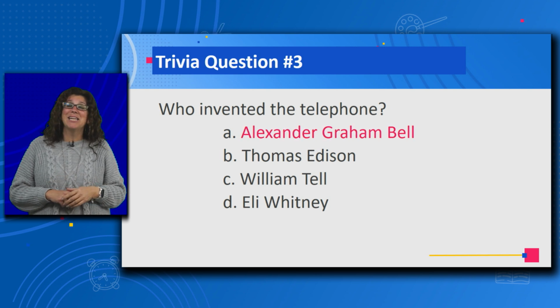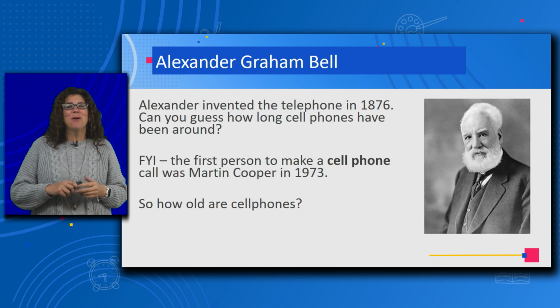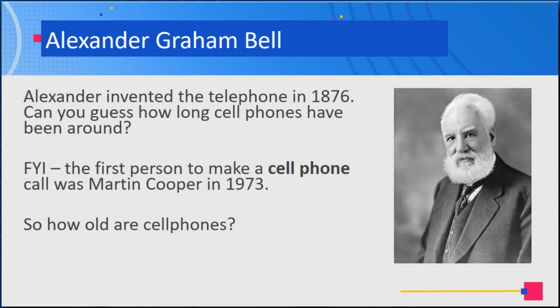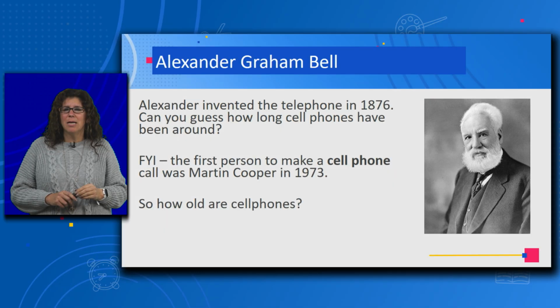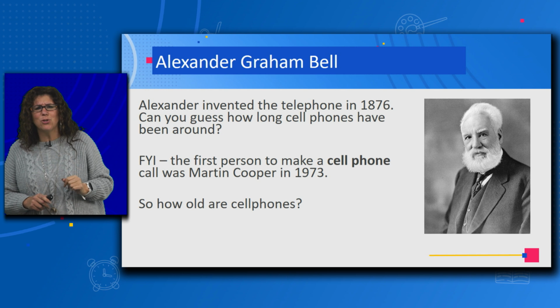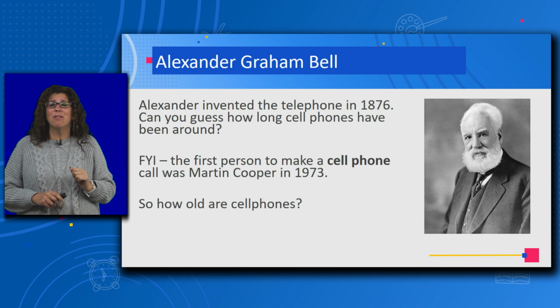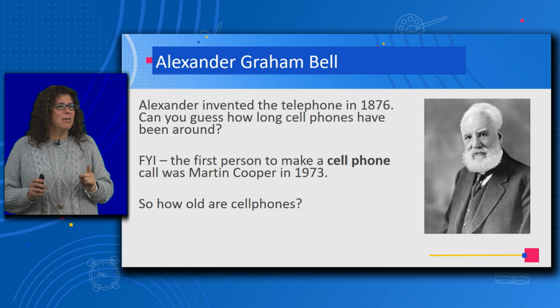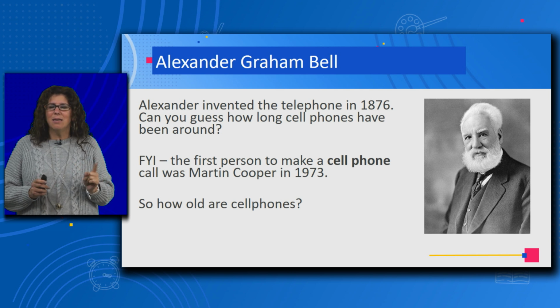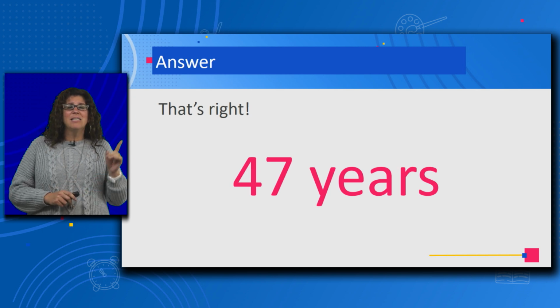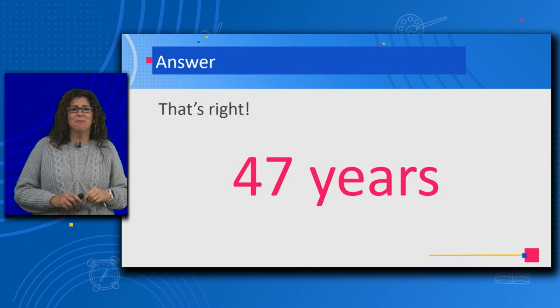That's right, it's Alexander Graham Bell. Alexander Graham Bell invented the telephone in 1876. So let's have a think. Can you guess how long cell phones have been around? I'll give you a hint, and you can see that on the screen. The first person to make a cell phone call was Martin Cooper in 1973. So how old do you think cell phones are? You do the math. 10, 9, 8, 7. Oh, that's right. 47 years. Cell phones have been around for 47 years.